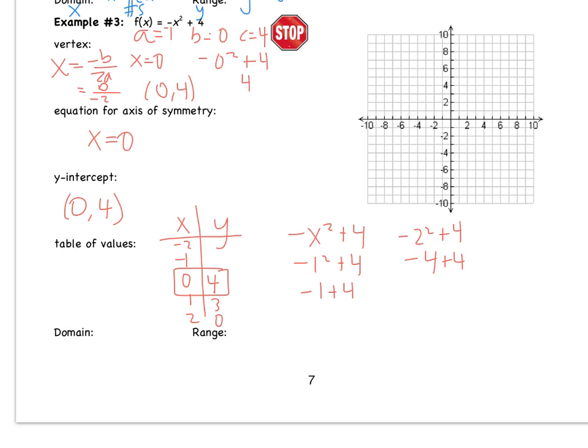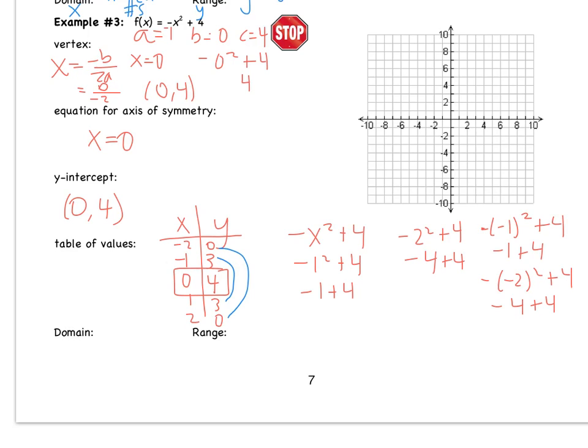I'm going to substitute in negative 2 and negative 1 just to check my answers. It's true that you don't have to. We know what they're going to end up being, but it's always good to check. When I substitute in negative 1, I get negative 1 squared plus 4. Negative 1 squared is 1. That negative comes down though. Negative 1 plus 4 is going to be 3. And then I have a negative 2 squared plus 4. This ends up being negative 4 plus 4, which is 0. Remember, by the symmetry of a parabola, these should be the same. And now we're ready to graph.